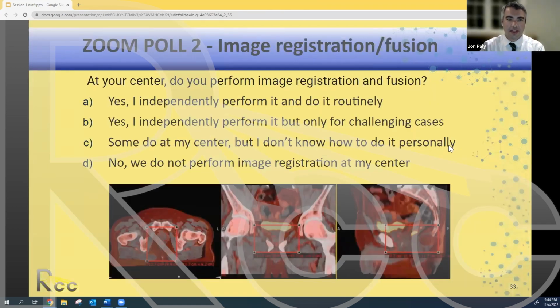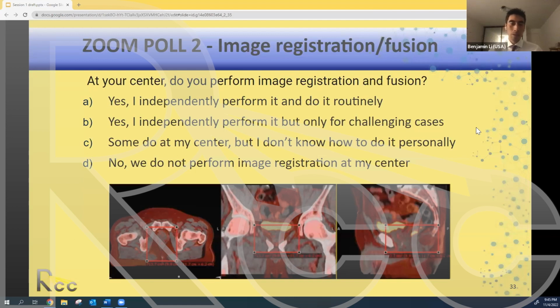All right, so we're going to take a break here for our second Zoom poll before we dive into image registration. Ben, are you able to pull the poll up, or can I? Yep. There we go. Great. So we're interested to know how everyone performs image registration and fusion at their center. Or if you don't perform image registration at all.